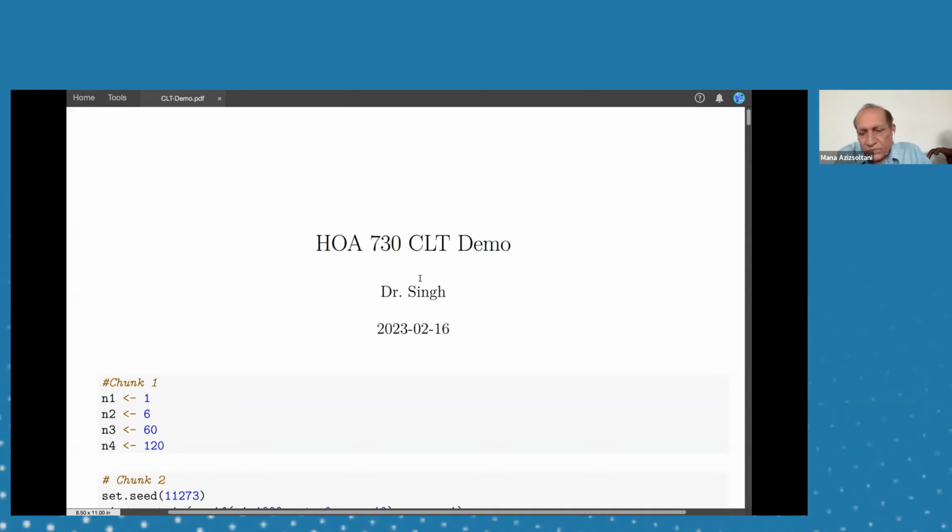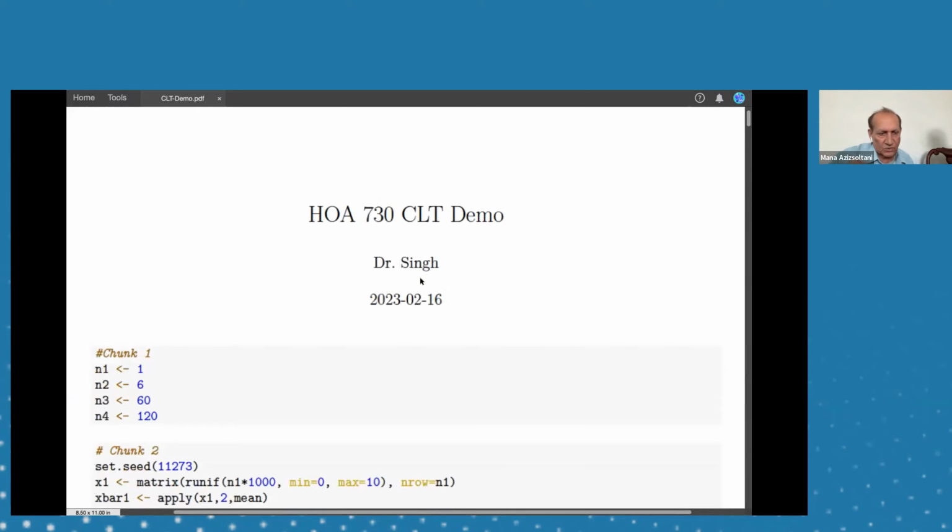So, okay, let's go through this central limit theorem demo. This will show you how easy it is to demonstrate this concept of central limit theorem using R. So this was done in RStudio. RStudio is a front end, as Mana explained. So how do we scroll?